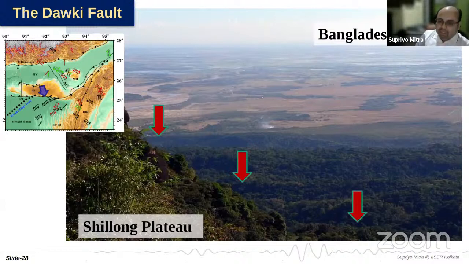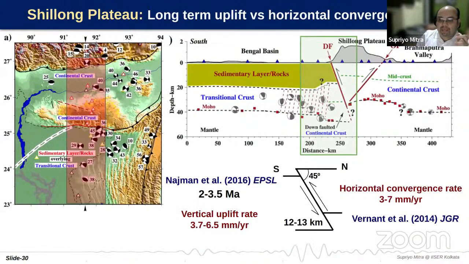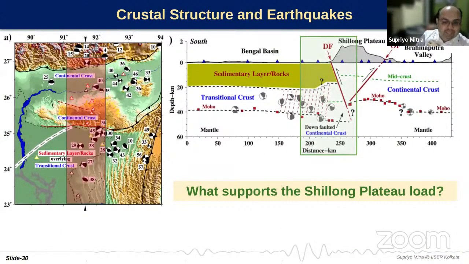So obviously the Dauki fault, as you say, is a fault which stands out. So you can clearly see if you were on the Shillong Plateau looking down at the Bangladesh plains, this really stands out as a big topographic high. And the Dauki fault sits at the base of it. So that is what is actually absorbing all this motion. Sorry, I missed this slide somehow. I don't know how. But anyway, going back, the last question that I'm going to ask is what supports the Shillong Plateau load?